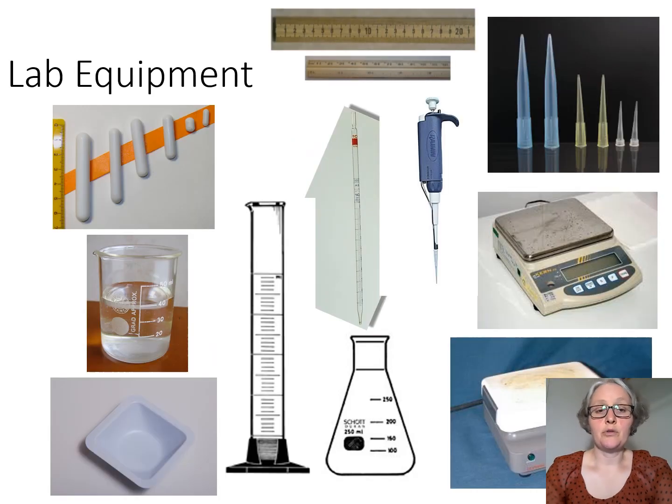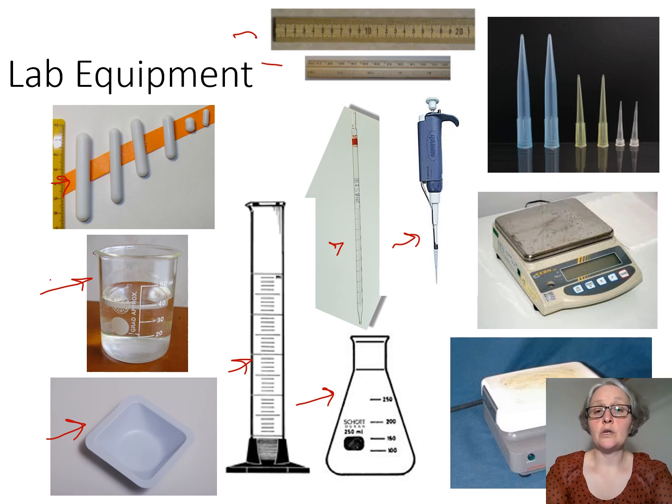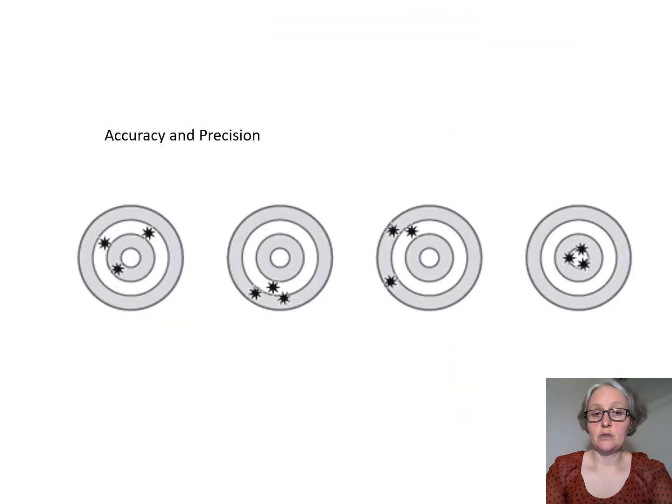Next, you should be familiar with lab equipment. We have our stir bars, our beakers, our weigh boats, graduated cylinders, Erlenmeyer flasks, serological pipettes, micropipettes, rulers and meter sticks, micropipette tips, our digital balance, and then our hot plate, the stir plate. Please make sure that you're comfortable with all equipment that we've used in all labs.